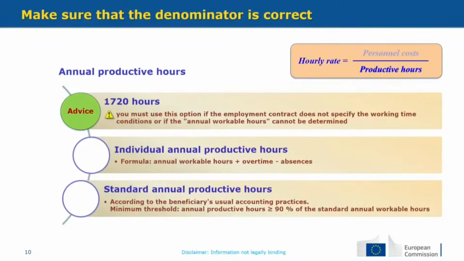For the standard annual productive hours, so here we have conditions obviously for options 2 and 3. We don't have all the conditions on the slide, but please pay attention to the specificities of those conditions where we can use this. For example, individual productive hours cannot be used in certain circumstances and so on. For standard annual productive hours, one of the conditions is that it should be according to the beneficiary's usual cost accounting practices. And of course, the minimum threshold of 90% should be respected, meaning the annual productive hours are at least 90% of the standard annual workable hours. Basically, by taking out the absences and overtime, this will not be more than 10%.